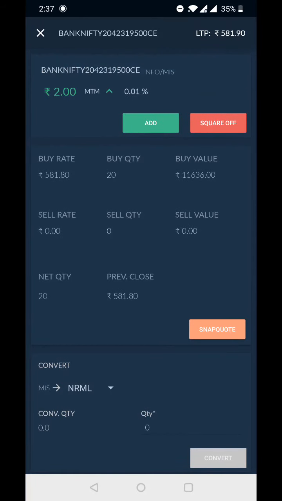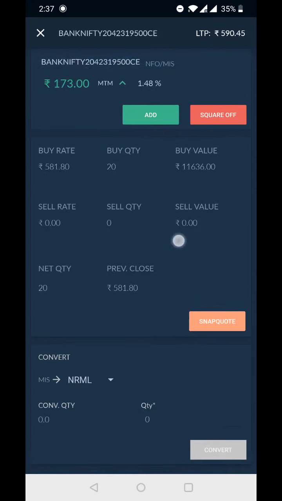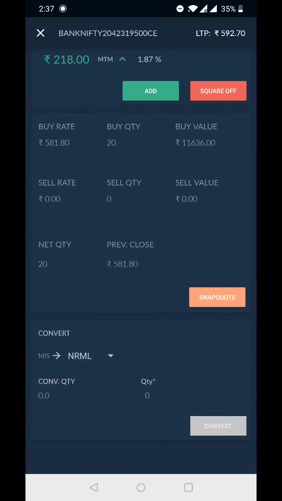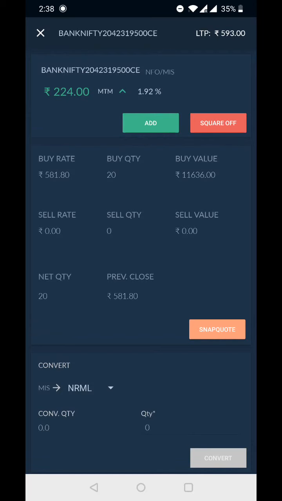Once you are done with it, you can add more lots, and you can either square off. You can see that the trade is going into positive, the trade which we took is looking like a good trade. And then you can even convert to normal and all these things.